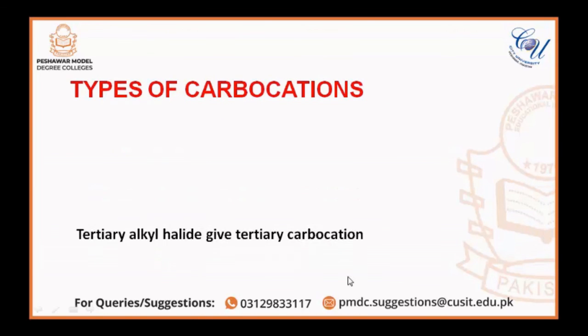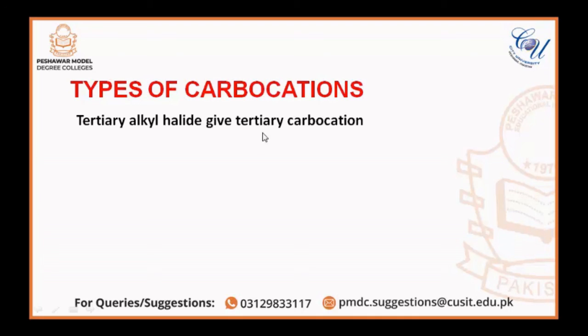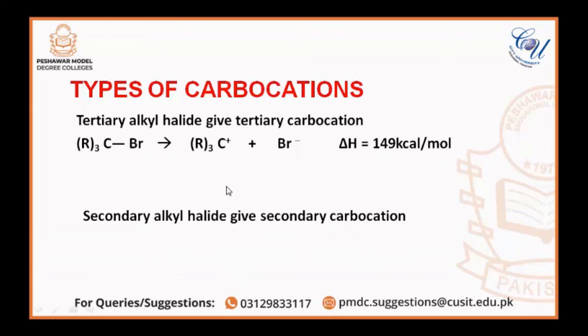Types of carbocations. Tertiary alkyl halide gives tertiary carbocation. R3CBr is a tertiary alkyl bromide, that is, the carbon holding Br has three R, that is three carbon atoms. So when the halogen is removed, the carbon holds the positive charge and the halogen holds the negative charge. So C positive with three alkyl groups, we call a tertiary carbocation.